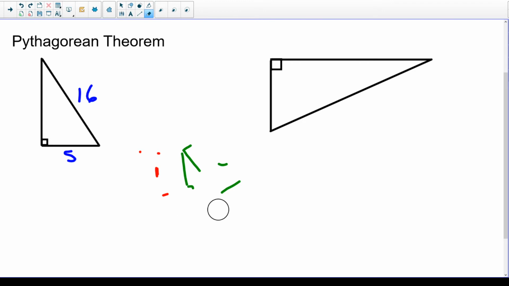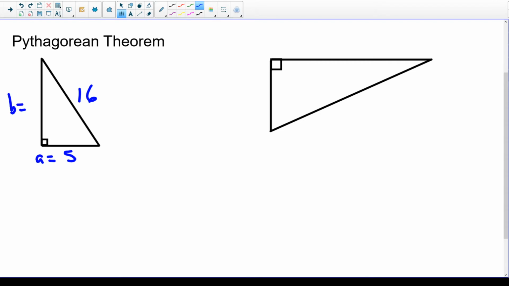If the area of two squares sum up to the area of a third square, well, how do we write the area of a square? It's side squared, right? So if we call this side A and we call this side B, now the hypotenuse side has to be side C for this formula to work, okay? So it's A squared plus B squared equals C squared. I'm sure I'm not surprising you at all with that formula.